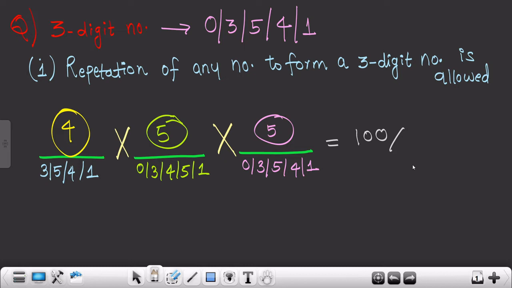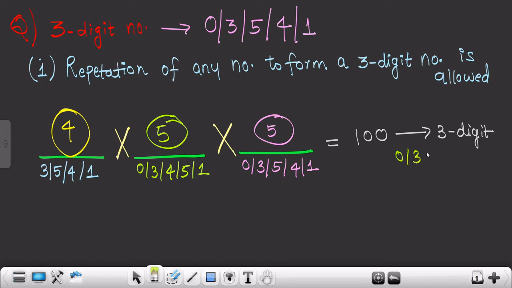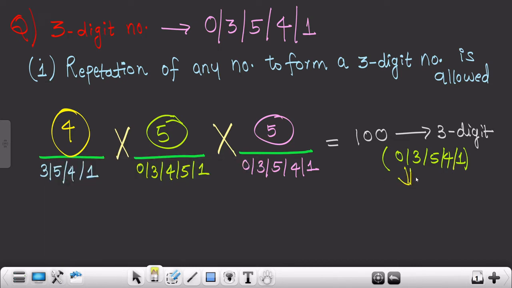That means we have 100 such 3 digit numbers formed from the numbers 0, 3, 5, 4 and 1. So these are the set of numbers from which we formed the 3 digit numbers, and 100 such 3 digit numbers can be formed from this set, provided repetition of any number is allowed. I'm writing R in short form, which means repetition is allowed.